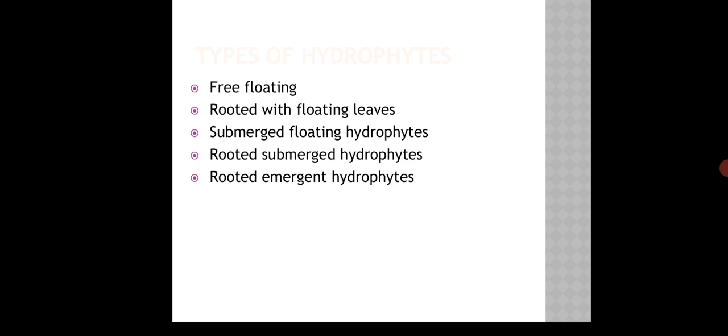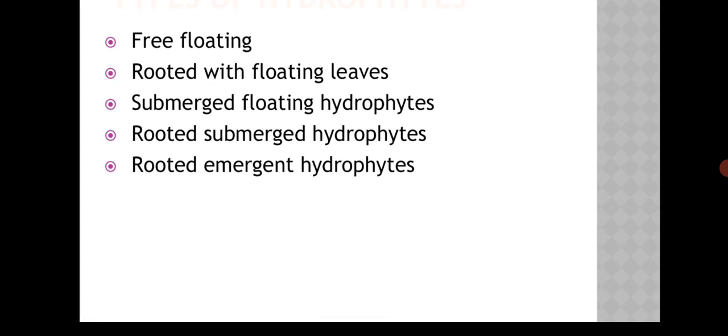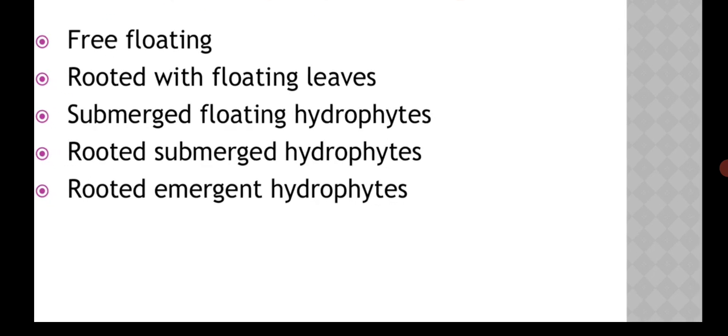Second one is rooted with floating leaves hydrophytes. In this type, the plant's root gets rooted inside the soil, but the leaves float on the surface of water, just like Nymphaea. Because of this, these hydrophytes are in contact with air, water, and soil.